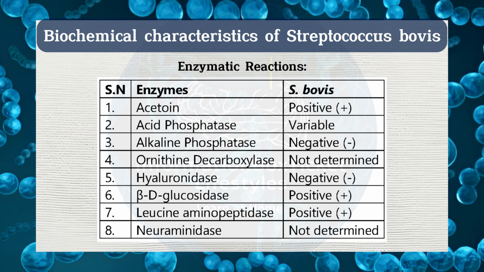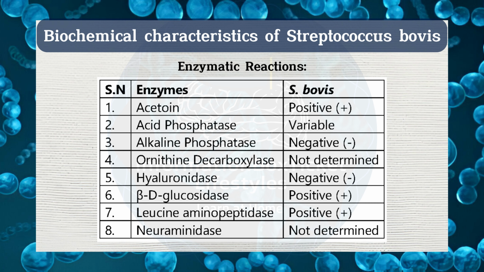In enzymatic reactions, Streptococcus bovis displays various enzymatic activities that contribute to its biochemical profile. S. bovis exhibits positive reactions for acetoin, beta-glucosidase, and leucine aminopeptidase. While it shows variable results for acid phosphatase, it lacks alkaline phosphatase and hyaluronidase activities.